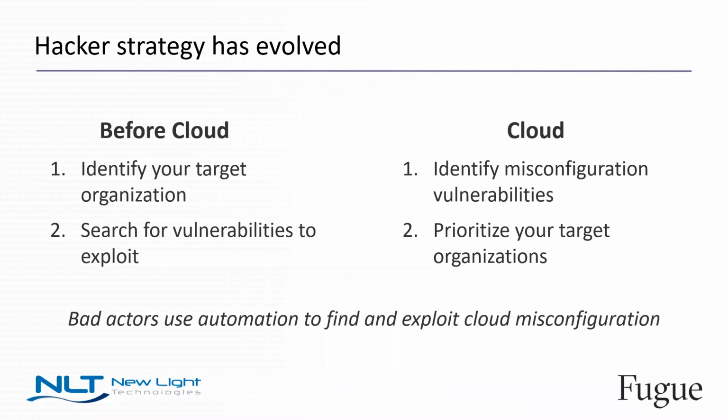So the takeaway here is, one, even if you're not the highest profile organization, you are vulnerable. And two, you only have minutes or hours to fix things, not days, weeks, months, or years. And as we get into talking more about orphan resources, they're often weeks or months old. So bad actors are using automation to find and exploit these cloud misconfigurations. Let's go to the next slide, please.